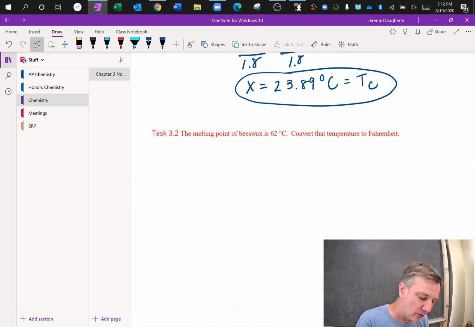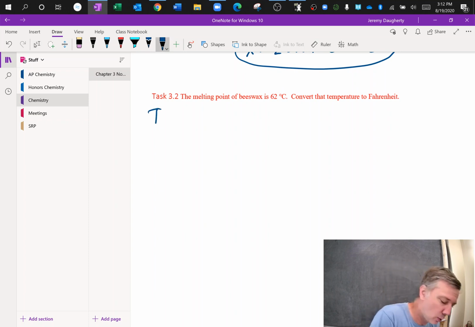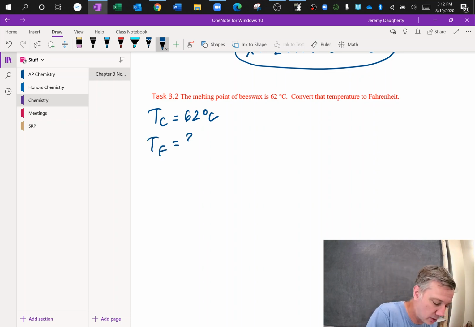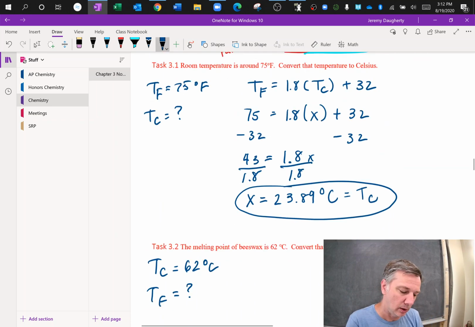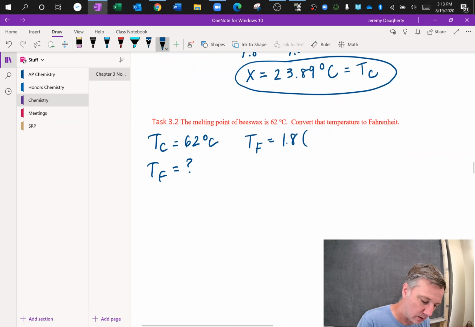Let's do the reverse. The melting point of beeswax is 62 degrees Celsius. Convert that temperature to Fahrenheit. So what do I have? I have the temperature in Celsius, and I know that it's 62 degrees Celsius. I'm looking for my temperature in Fahrenheit. My equation is temperature Fahrenheit is equal to 1.8 times the temperature in Celsius plus 32.